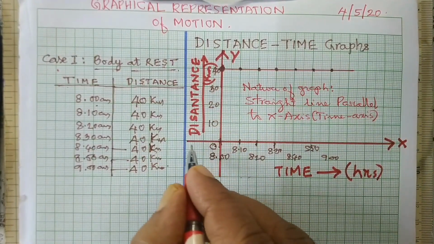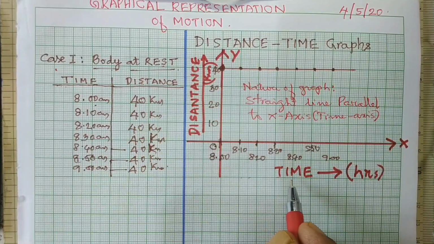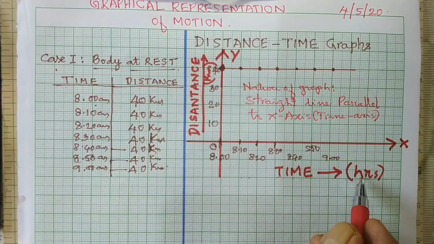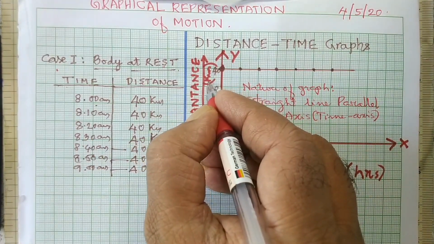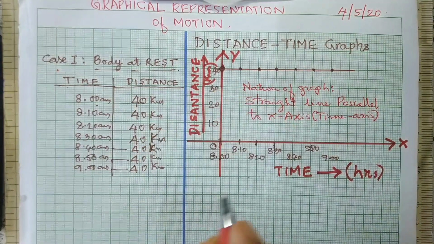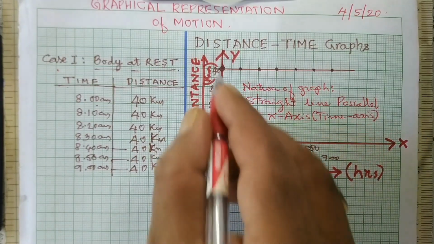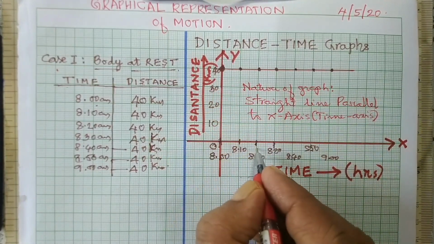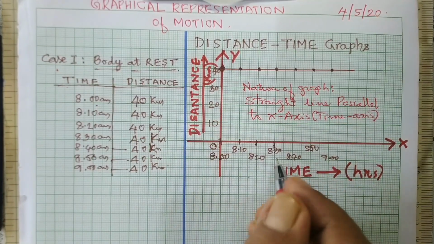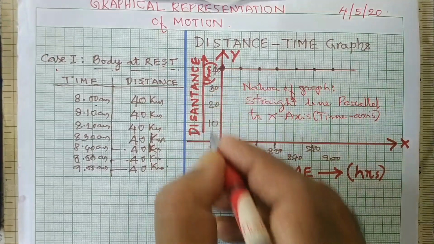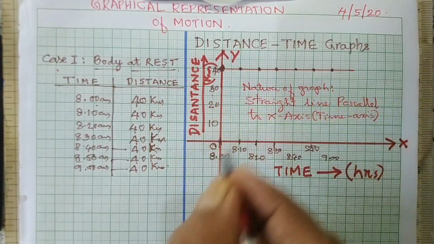I have taken the x-axis and the y-axis here. On the x-axis, the independent quantity, time, is taken in hours. On the y-axis, distance is taken in kilometers. Observe carefully. On the x-axis I write 8 a.m., 8:10, 8:20, 8:30, 8:40, 8:50 for each 1 centimeter. Then on the y-axis I have taken distance as 10, 20, 30, 40 kilometers, and I marked all the points here.